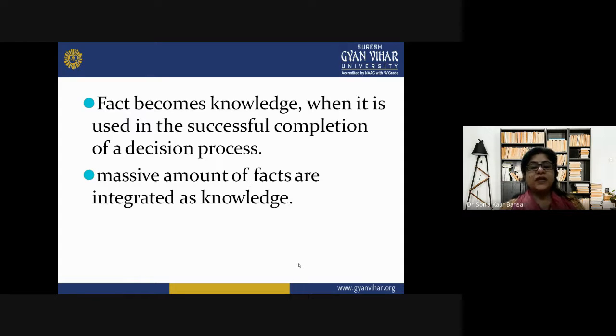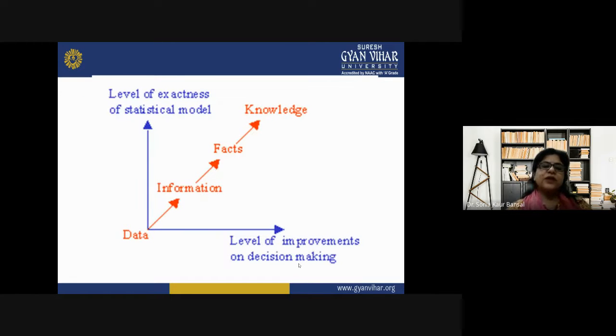A massive amount of facts is integrated as knowledge. So just remember, when you proceed with the data you have seen, it is not knowledge itself. It is just a piece of information. And this piece of information will convert into fact when it is relevant to your own data. And this fact will convert into knowledge when the facts are integrated. So this is the successful completion of a decision process, which enables you to be a very good researcher. Now you can understand it in sequence: data proceeds towards information, information towards facts, and facts towards knowledge.